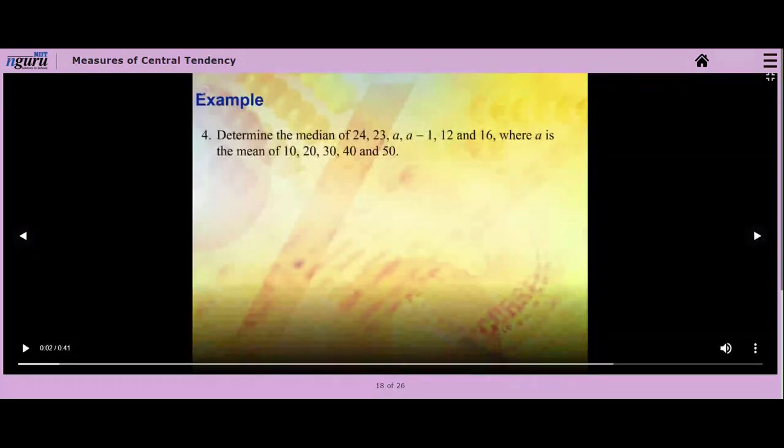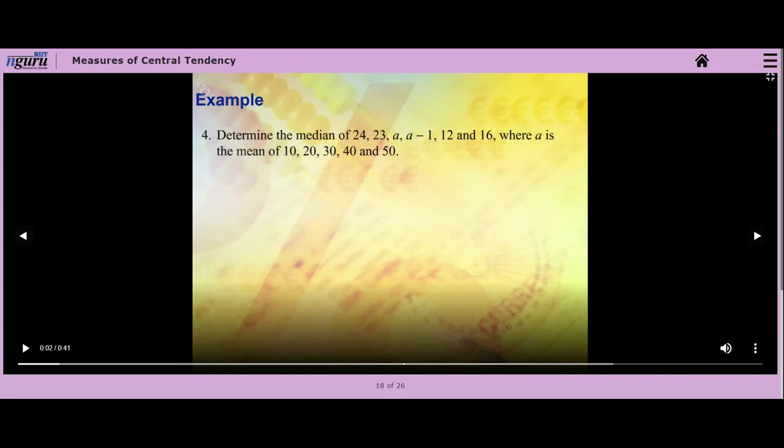Determine the median. Here: 24, 23, A minus 1, 12, 16, where A is the mean of 10, 20, 30, 40, 50. What is the value of A? 30, ma'am. So A minus 1 is 29. So 30, 29.